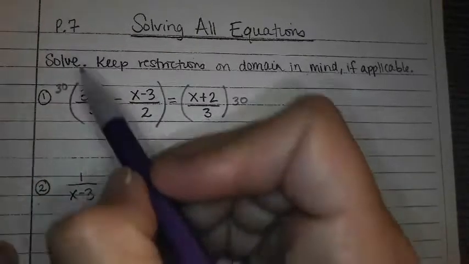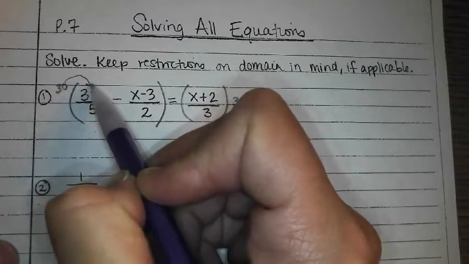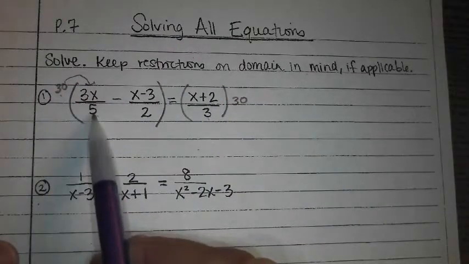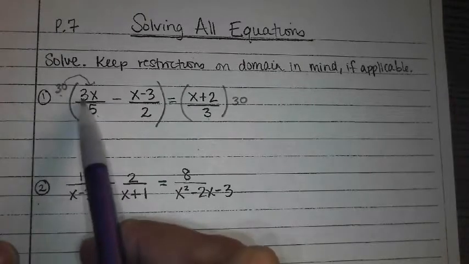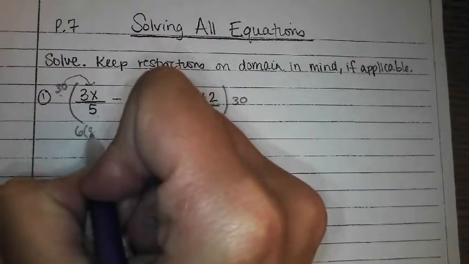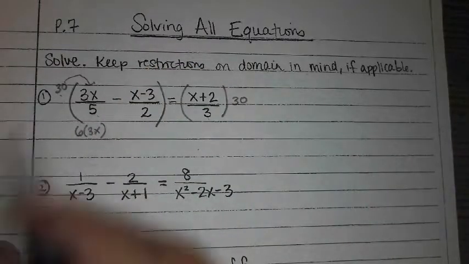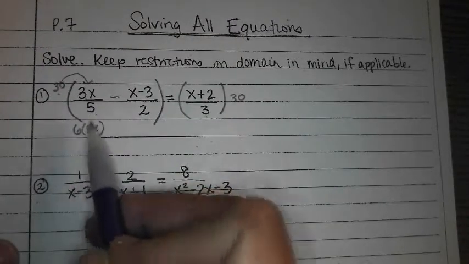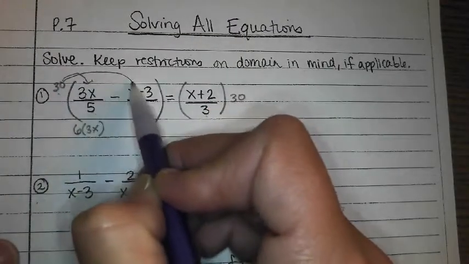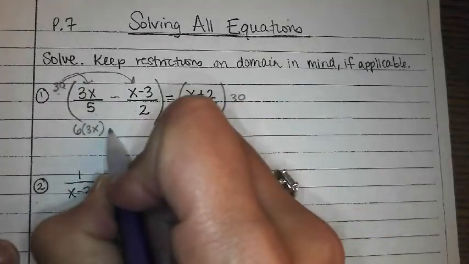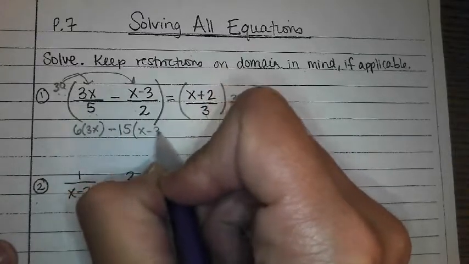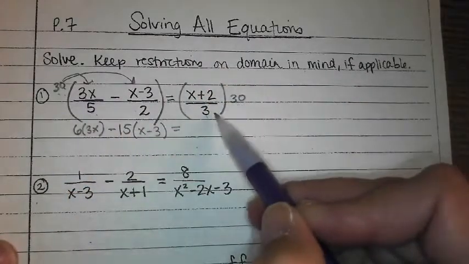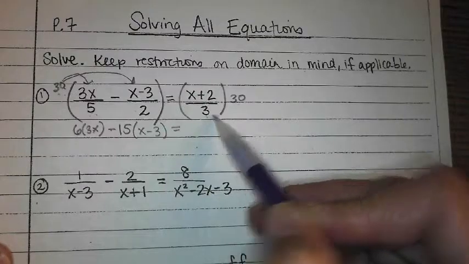When you distribute your 30 here, again, your 30 divided by the 5 is going to reduce to a what? 6. So it's going to be 6 times the 3x that's there. I'm going to write that step down. Because the 30 divided by 5 reduces to a 6. When I distribute the 30 here, what does the 30 divided by the 2 reduce to? 15 times the x minus 3 that's there. And the 30 divided by the 3 on the right-hand side reduces to 10.